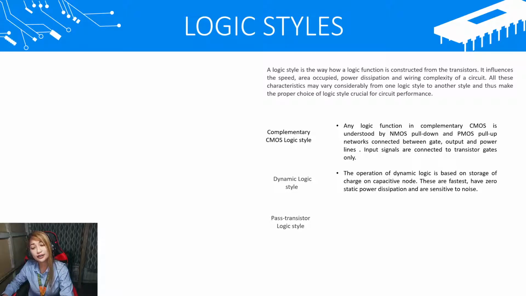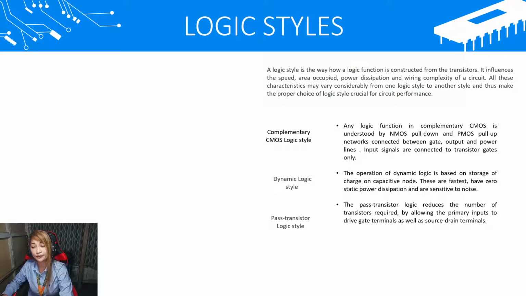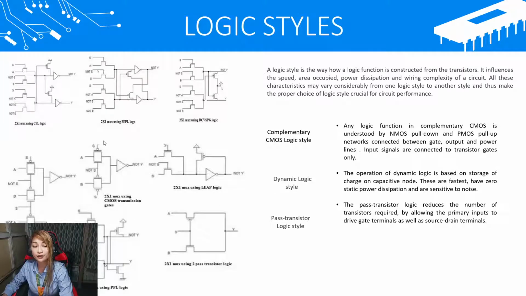Last but not the least is the pass transistor logic style. It reduces the number of transistors required by allowing the primary inputs to drive gate terminals as well as the source-drain terminals. These are examples of a 2-to-1 multiplexer using different types of pass transistor logic. We have here the complementary pass transistor logic, the energy economized pass transistor logic, DCVSPG, LEAP, CMOS transmission gate, 2-pass transistor logic, and PPL, and so on.